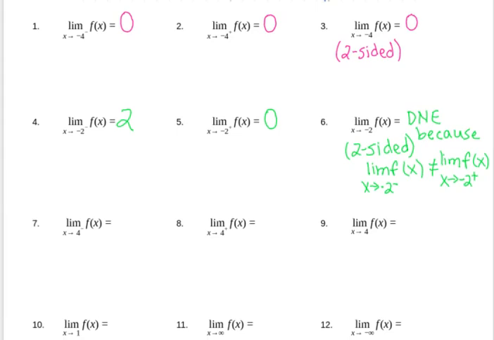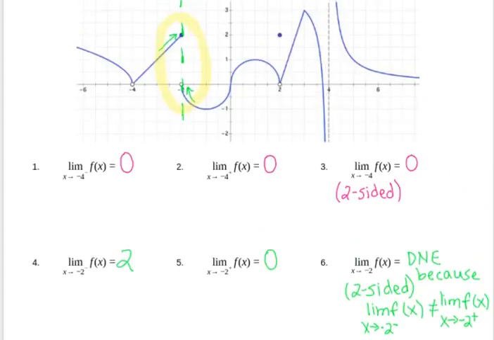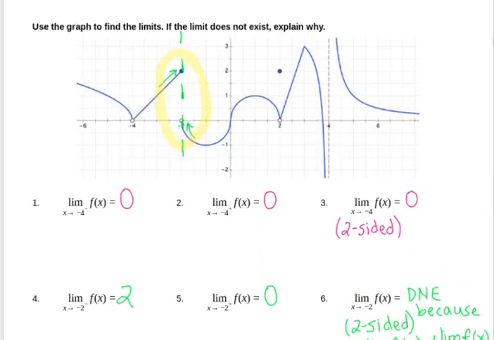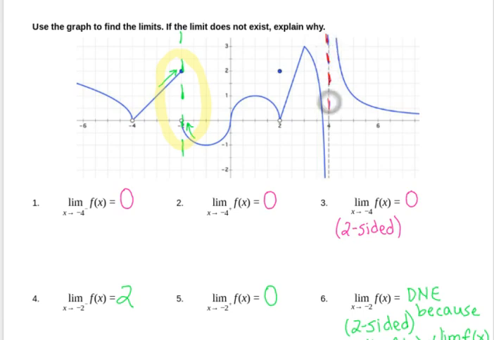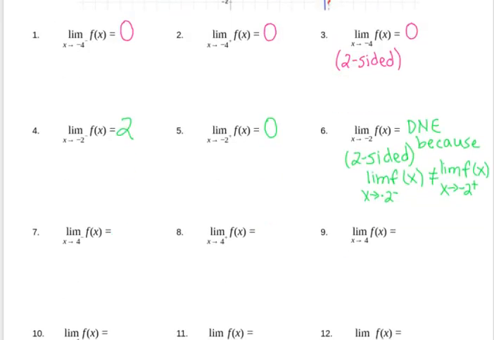All right, now we're looking at an x value of 4. So let's go up here. And actually, we have an asymptote at x equals 4. Oh, maybe blue wasn't a good choice. Let's do red. So we have an asymptote at x equals 4. Let's see how that affects our limit values.